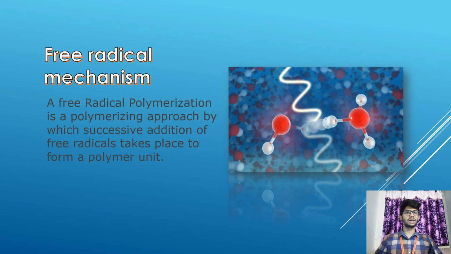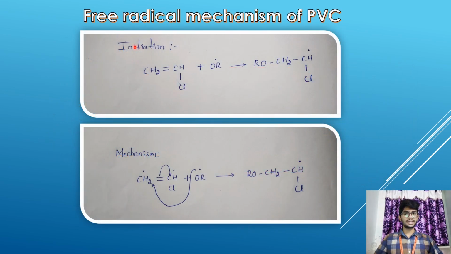What is free radical mechanism? A free radical polymerization is a polymerizing approach by which successive addition of free radicals takes place to form a polymer unit. It means the free radicals formed in the initiation step are successively added to each other to form a product called polymer. This process is called free radical mechanism. Let's see the example of the free radical mechanism.